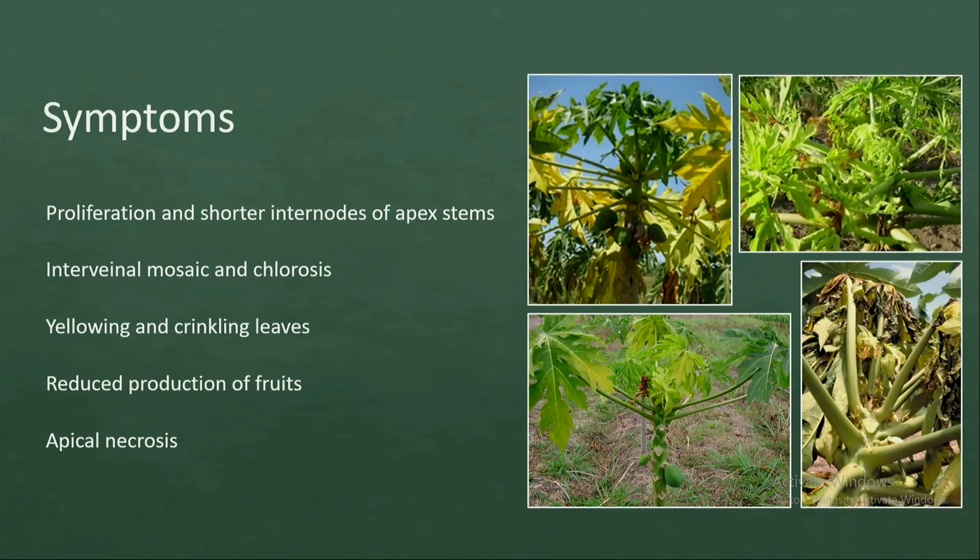The most common symptoms displayed are proliferation and shorter internodes of apex stems, with a bunchy top appearance of the top of the plant, intervenial mosaic and chlorosis on leaves, which can also present a crinkling aspect. Then we have a reduced production of flowers and fruits, and also apical necrosis that can progress to the death of the entire plant. These diseases can be so severe that they can cause 100% losses in some plantations.